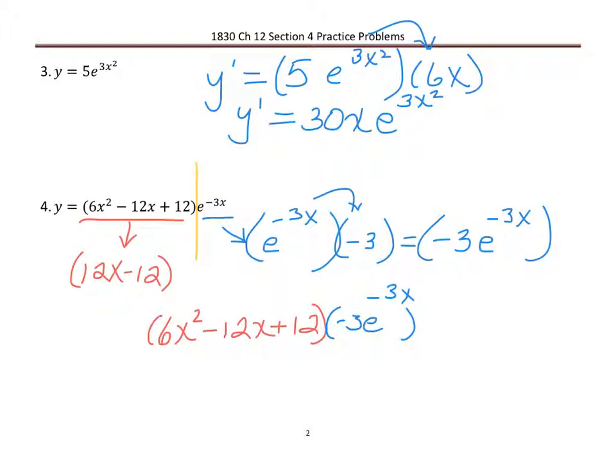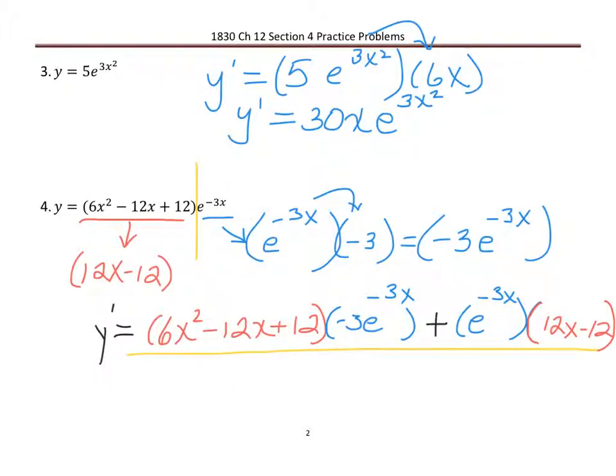Then we're going to add, because that's how we take the derivative. It's the sum of the first factor times the derivative of the second factor plus the second factor, which is e to the negative 3x, and then that's going to be multiplied times the derivative of the first factor, which is 12x minus 12. At this point, the calculus is complete.